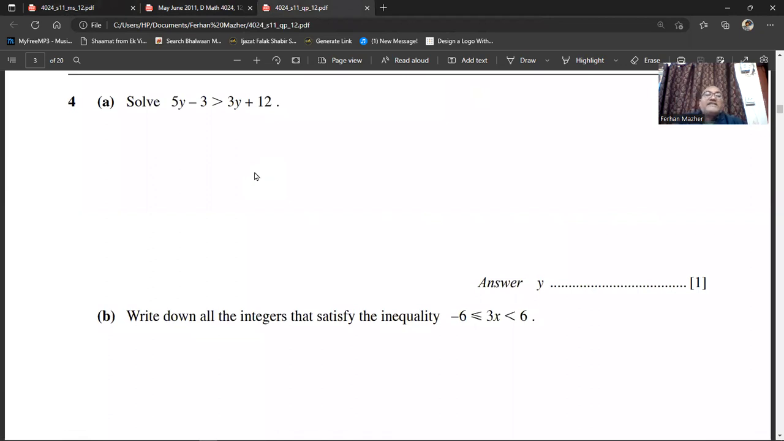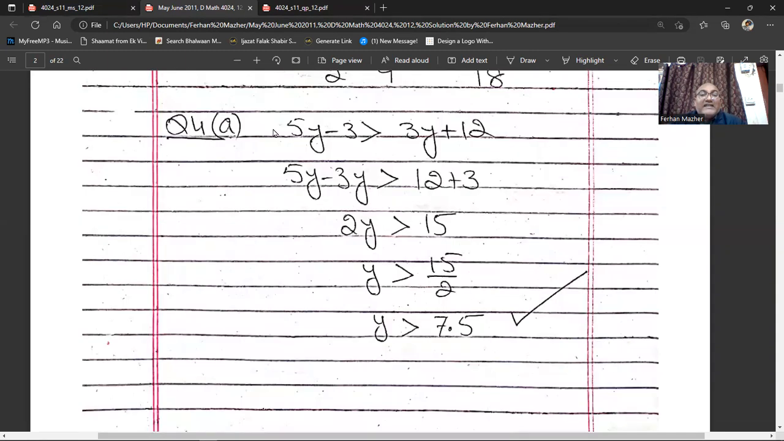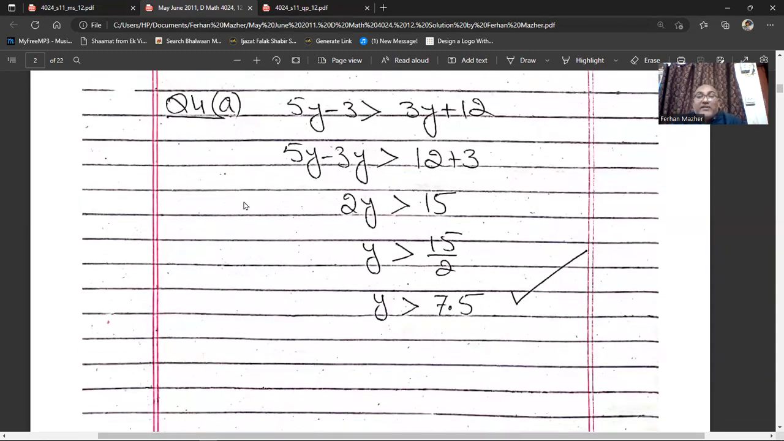Question number 4, it's A part. He says solve 5y minus 3 greater than 3y plus 12. So it's an inequality. So the y is on two places. So I will bring it on the same side of the inequality. So 5y minus 3y is greater than 12 plus 3.